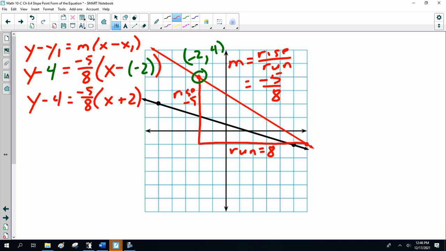Alright? So that's a different way to write out the equation. In a few minutes, I'll show you how to turn that into y equals mx plus b. But I need to be able to do that for the black graph, black equation, black line, sorry.